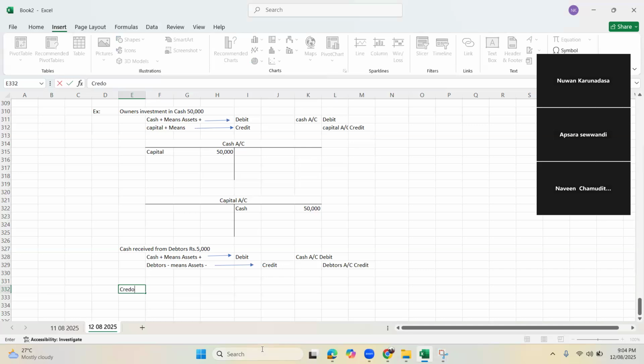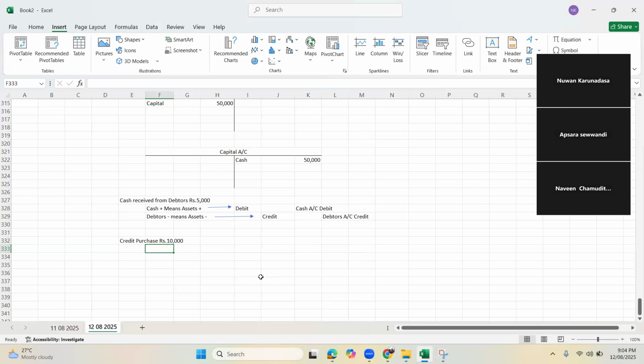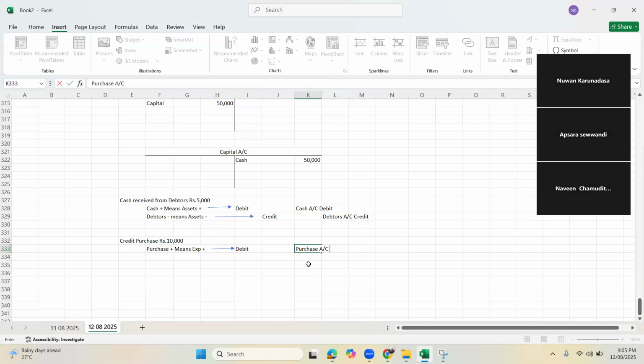Credit purchase, 10,000. Think. Purchase increases means expense increases. Purchase is an expense. Expense increases, what do we do? Debit. Then the purchase account debit. DR means debit.